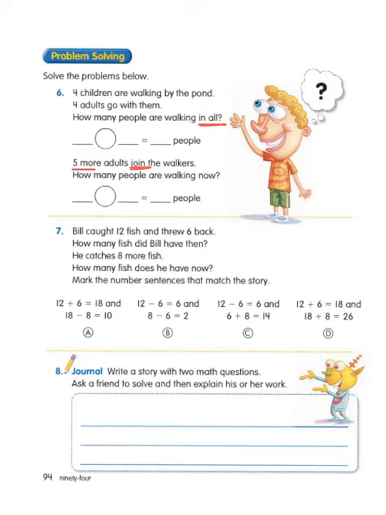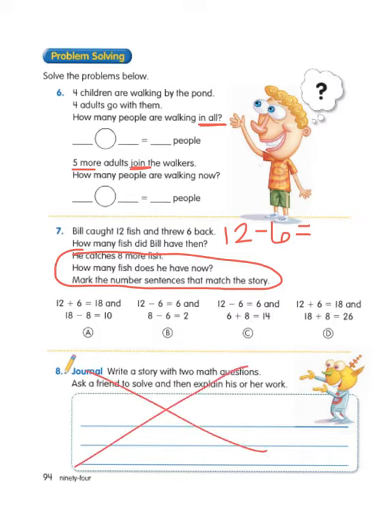Number 7, Bill caught 12 fish and threw 6 back. How many fish did Bill have then? So if he has 12 and he throws 6 back, how many does he have? And then here's the second part. He catches 8 more fish. How many fish does he have now? Mark the number sentence that matches the story. 8, you can cross off.